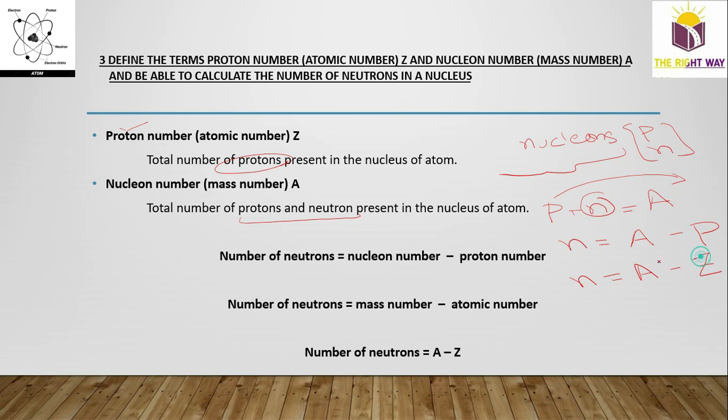When we subtract our proton number from the nucleon number, we get the number of neutrons. So the number of neutrons is equal to nucleon number minus proton number. It is also written as number of neutrons equal to mass number minus atomic number, or number of neutrons equal to A minus Z in the form of symbols.